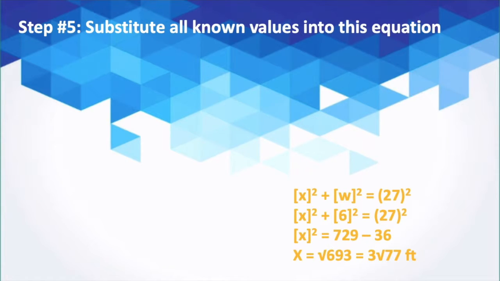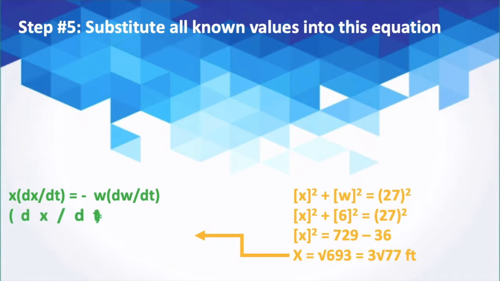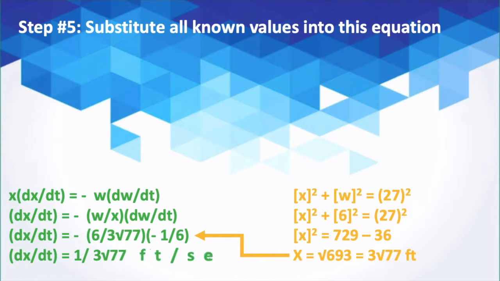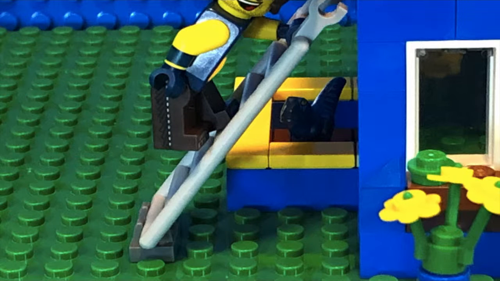So now we're ready to substitute in our related rates equation. So dx/dt is going to be equal to negative w over x multiplying dw/dt. When we enter the values and the signs, and we get rid of the signs and simplify, then at the end we have dx/dt equals 1 over 3 square root of 77 feet per second. Please always remember to keep the units of measure. It's very important to keep track of the units so you know what is the final unit of the rate you're getting. Now let's go to part B.